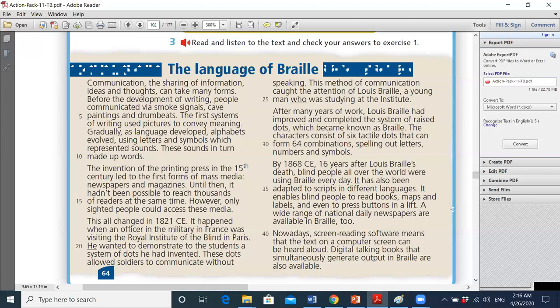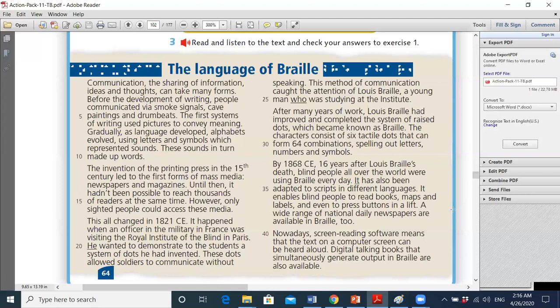Why would an officer try to invent a way of communication without speaking? What do you think? Why would soldiers want to communicate without speaking? Maybe because in a war they needed to have special means of communication or codes or signals so that they can exchange messages without the enemy understanding what they said, right? So originally, the reason why there was this system of dots was for the army soldiers to communicate.